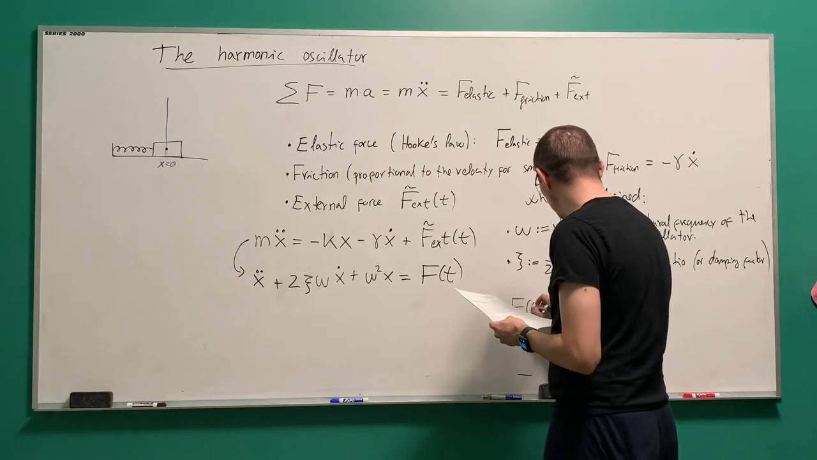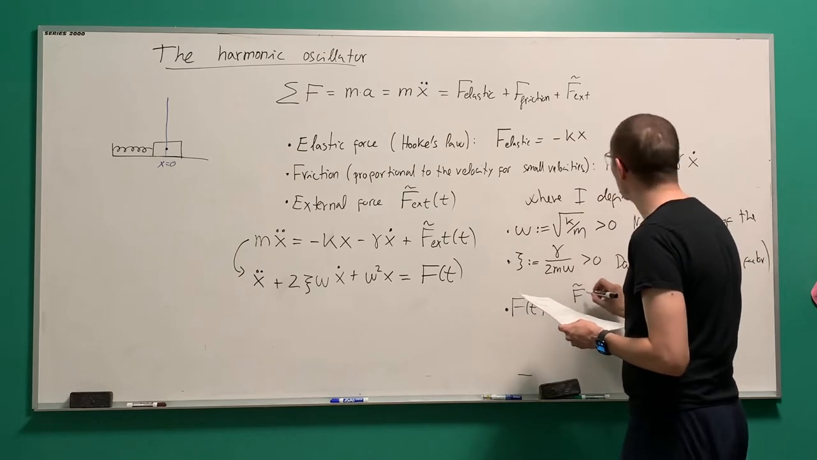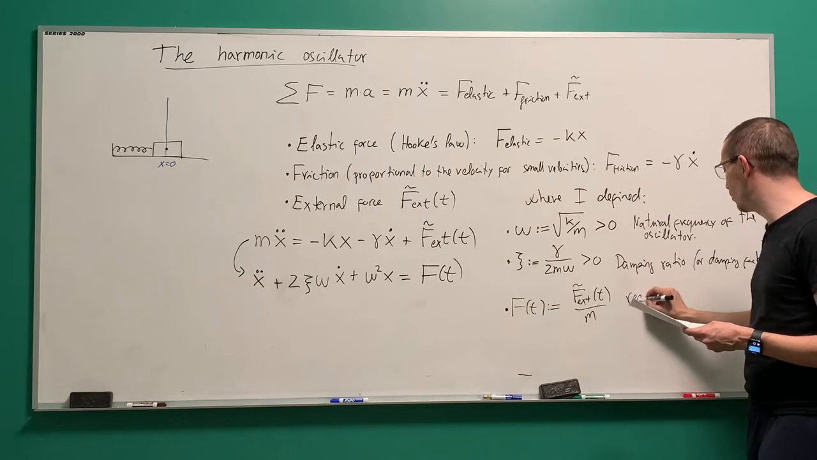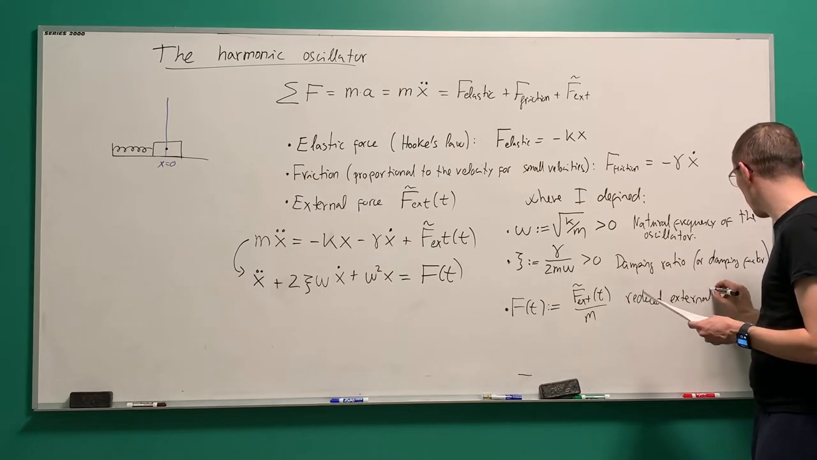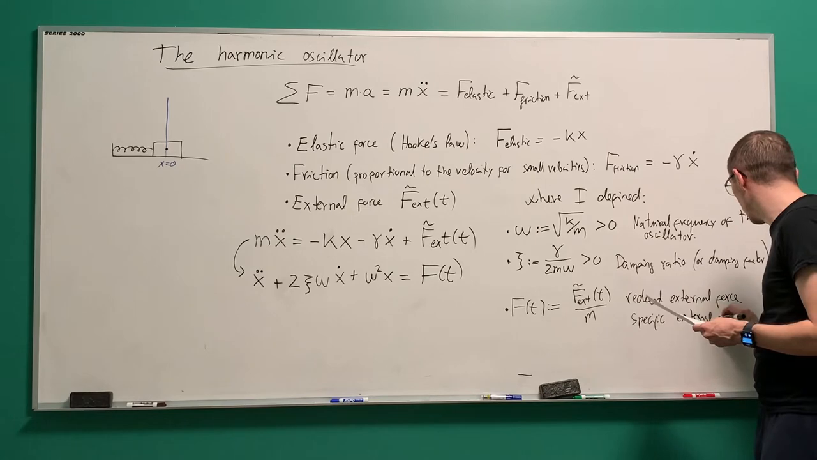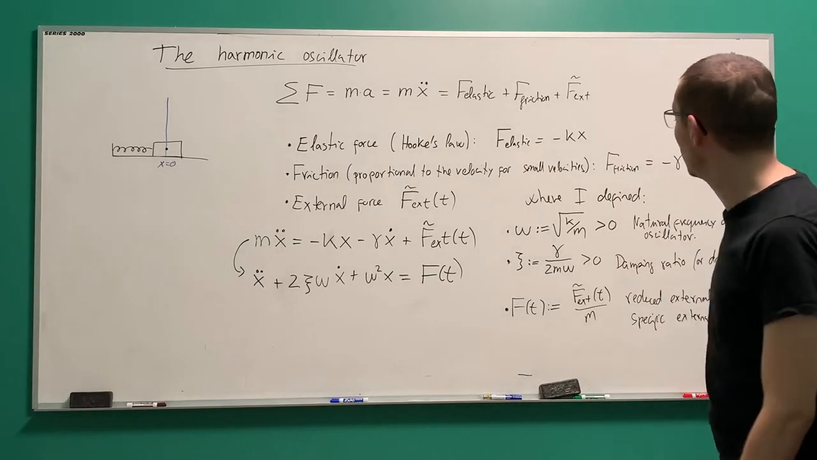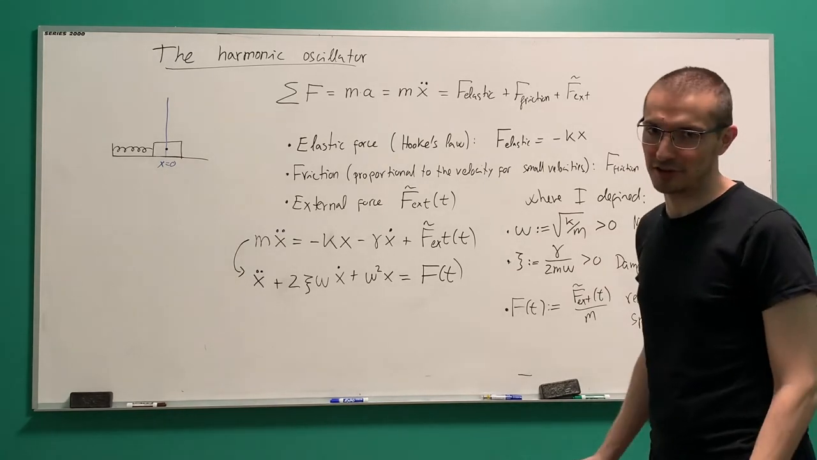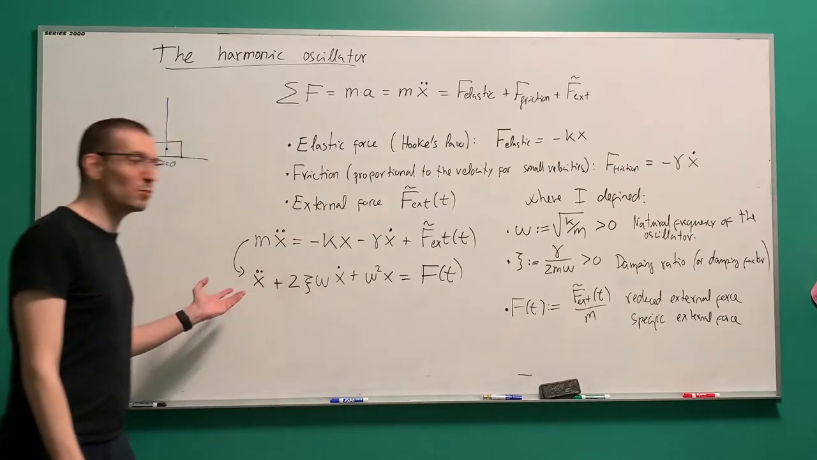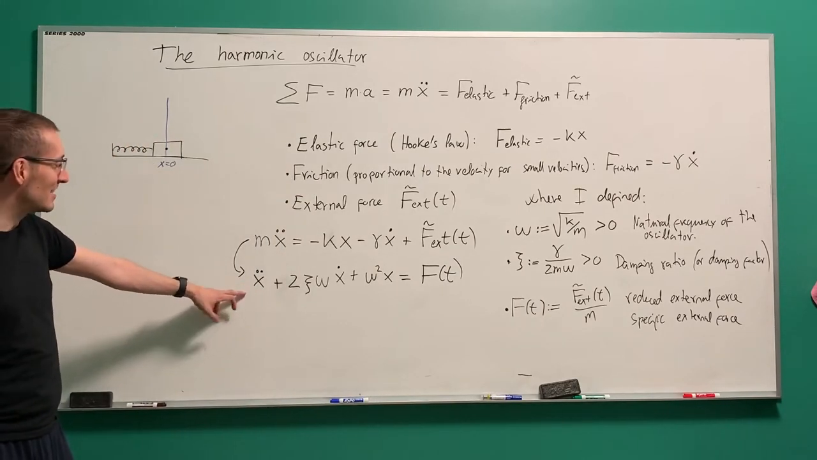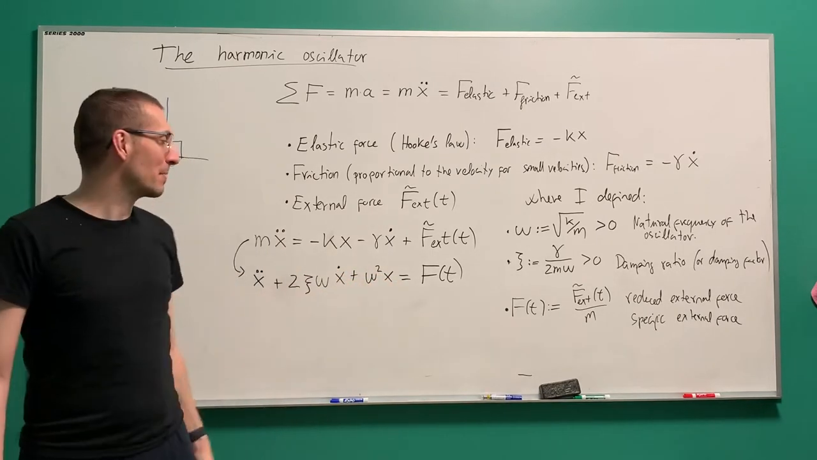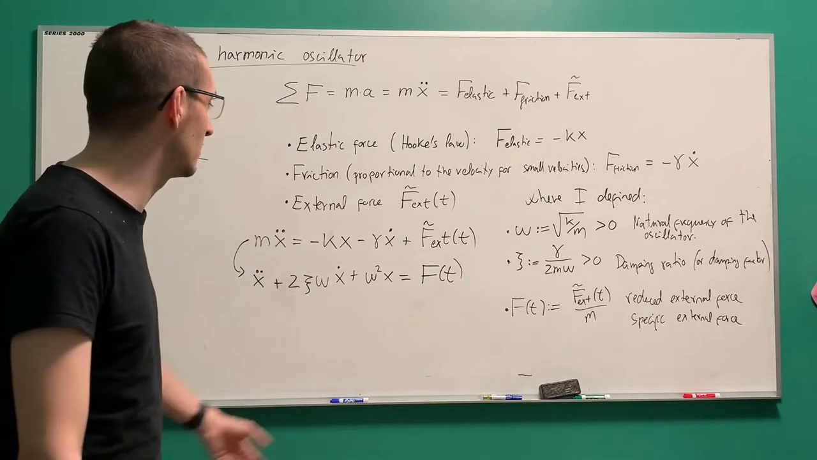Finally, what we call f of t is nothing but f tilde external of t divided by the mass, which we call the reduced external force, also called the specific external force, or external acceleration if you want. It's the external force divided by the mass on which I'm applying the force. All right, so these are definitions, and under these definitions, the equation of the harmonic oscillator becomes this one. Now, notice that we know how to solve this. This is a second order linear ODE with constant coefficients, with perhaps an inhomogeneity if there's an external force. If there's no external force, no inhomogeneity.